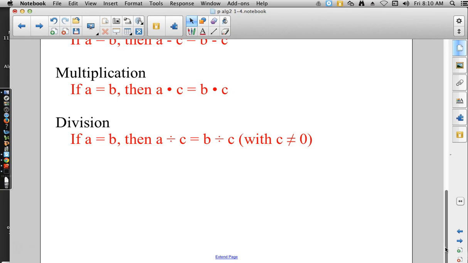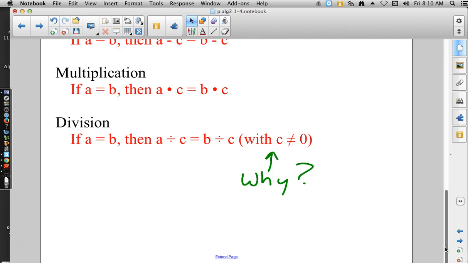Don't flip the page yet. Didn't see that on any of the other stuff. None of the other ones said C can't be 0. So what's so special about division that C can't be 0? We can't divide by 0.